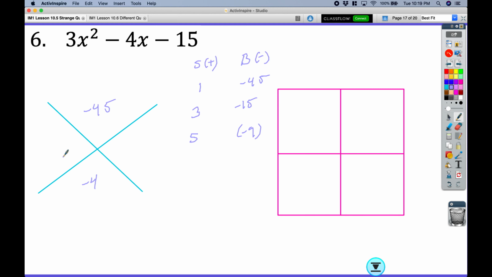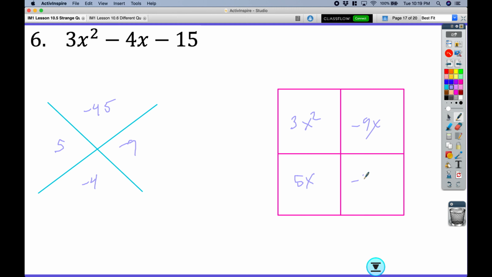So let's go ahead and look at this. I'm going to have 5 and -9. So I'm going to plug my values in here. I'm going to get 3x squared, and then I have -9x, I got 5x, I got -15.